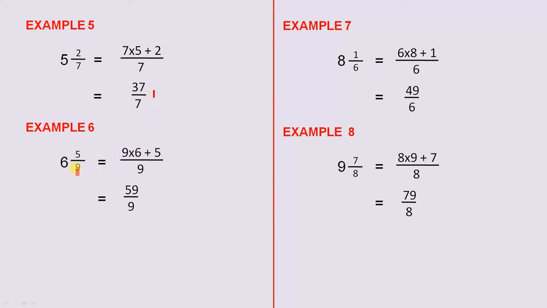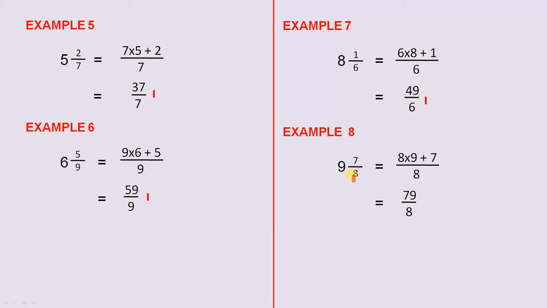Example 6, 6 5/9. 9 6s are 54, plus 5, divided by 9. 9 6s are 54, plus 5 is 59, divided by 9. Example 7, 8 1/6. 6 times 8, plus 1, divided by 6. 6 8s are 48, plus 1 is 49, divided by 6.